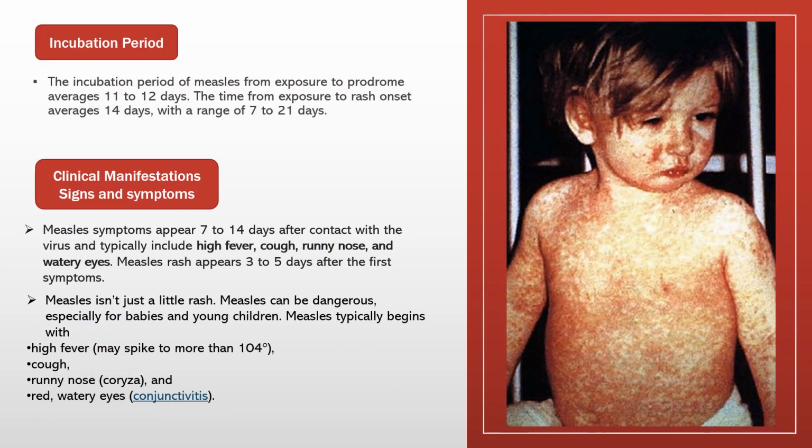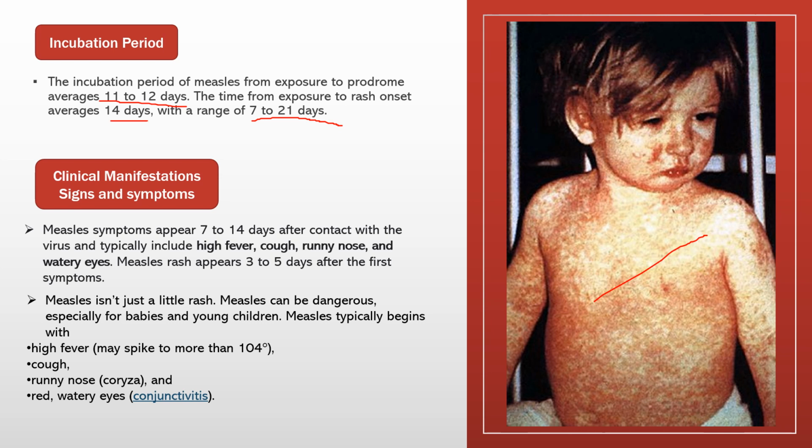This is an example of someone that has measles. The incubation period of measles, from exposure to prodrome, averages 11 to 12 days. The time from exposure to rash onset averages 14 days, with a range of 7 to 21 days.